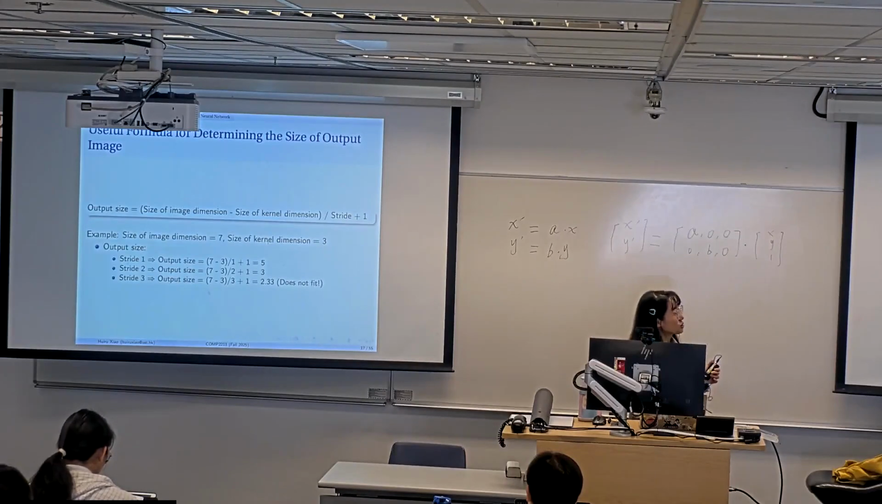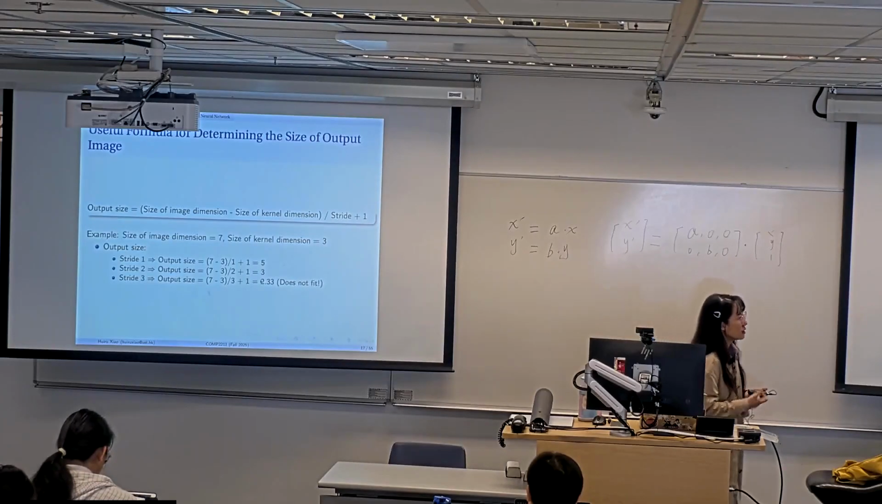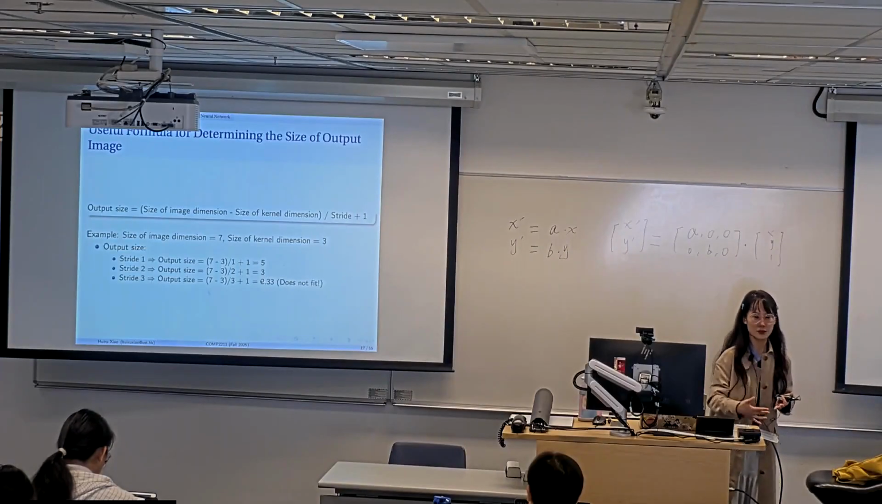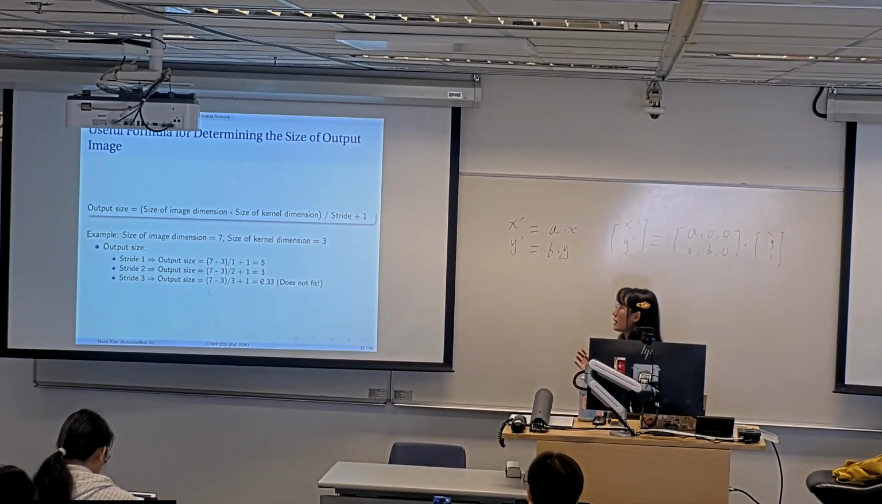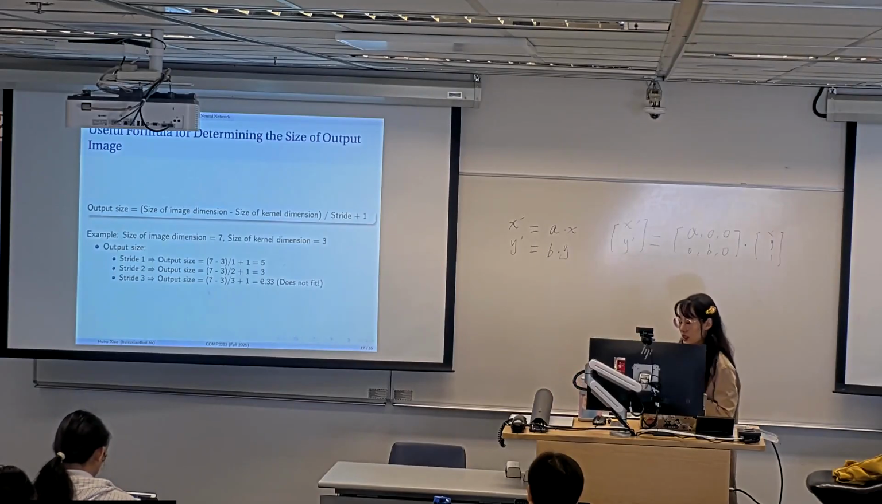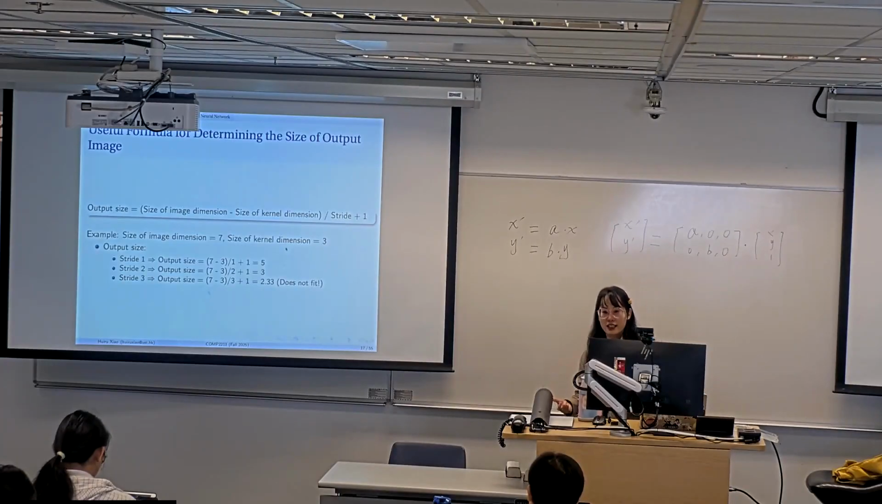So if we use stride 1, the output size is just 5 by applying this formula. If stride is 2, output size is 3. If the stride is 3, we get the value 2.33, which is a decimal, not an integer. That means it does not fit. We cannot use stride 3. So this is the stride operation we can add when we're doing the convolutional layer.